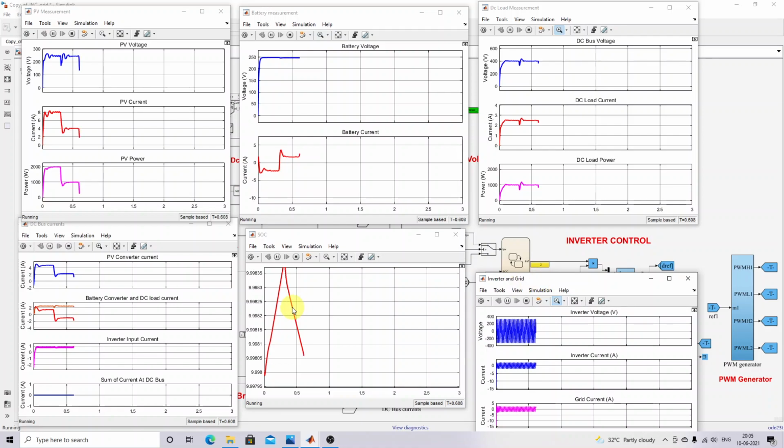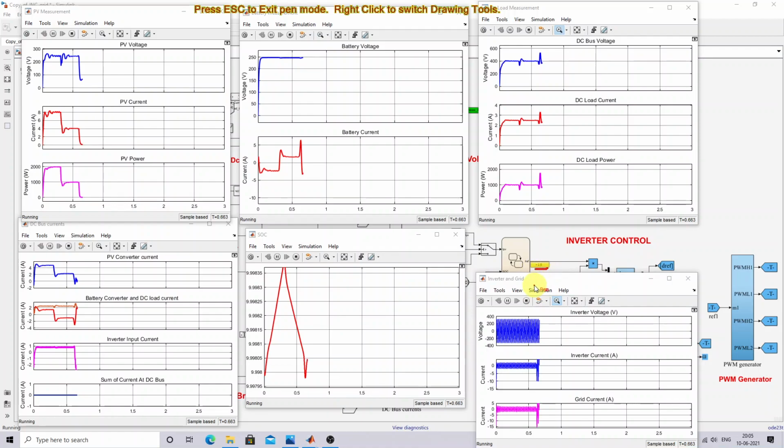Now we can see that PV power goes to 0 and also SOC is less than 10 percent. So what will happen? The logic will be changed to minus 10, right? Now the reference current is minus 10 amps peak. So now we can see that the grid is supplying power to the DC microgrid.